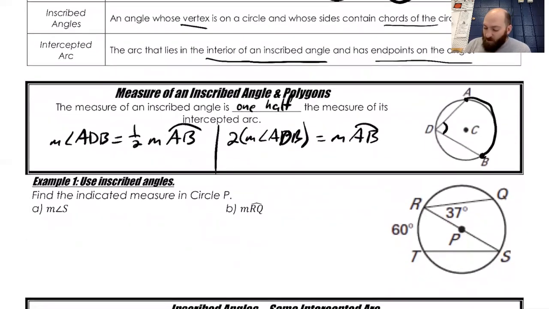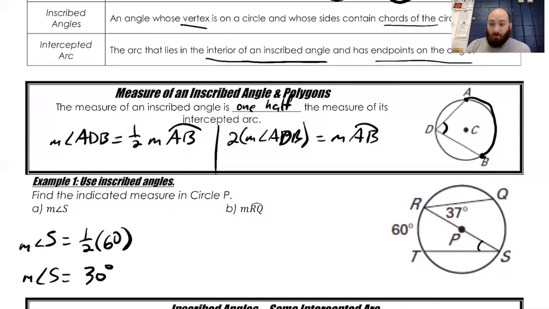First we want to find what is the measure of angle S? So that's that right there. Well, S, that angle, is intercepting that arc of 60. So just like we said on the previous one, the measure of angle S is going to be 1/2 of 60. So the measure of angle S is going to be 30 degrees.